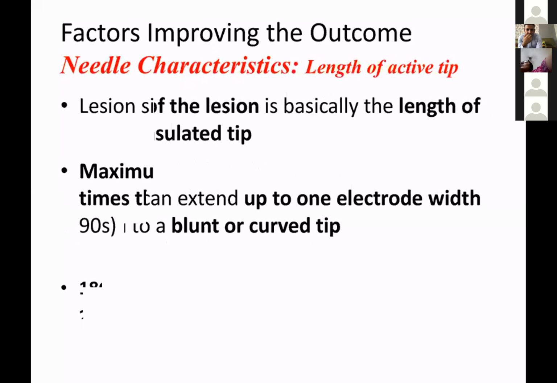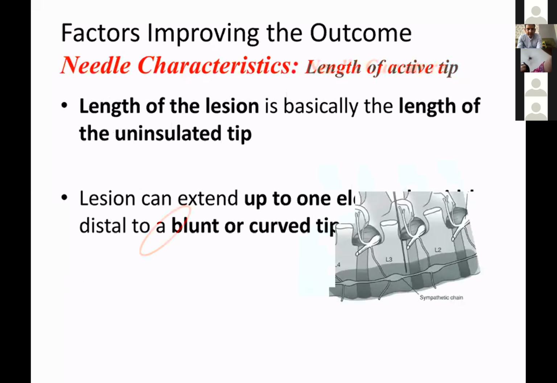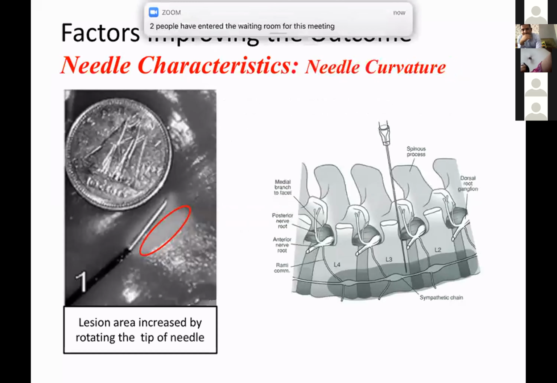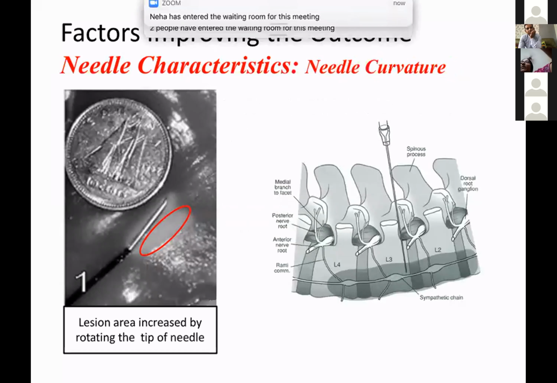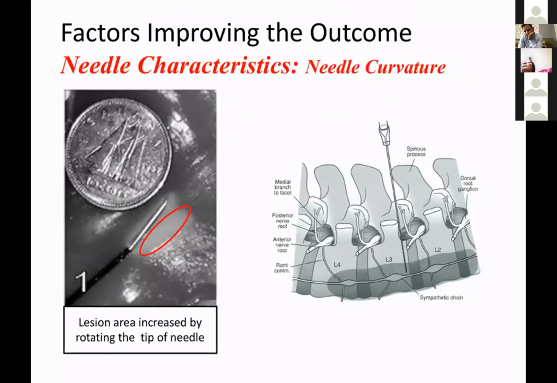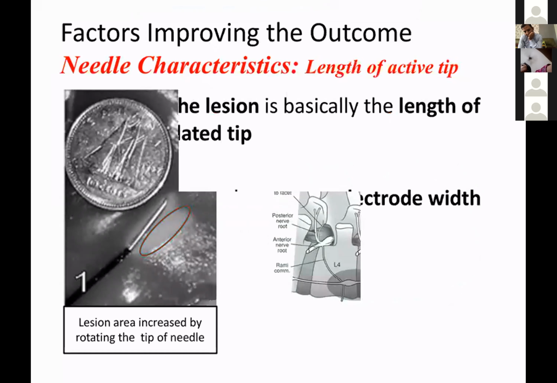Length of the active tip: the lesion is as long as the length of the active tip. However, if the needle is somewhat curved or blunt, the lesion may extend up to 1 electrode width distal to the needle tip. Another important advantage of using a curved needle is that we can produce a larger size lesion. As you can see in this picture, one lesion has already been produced surrounding the red circle, and afterwards we have rotated the curvature of the needle towards the opposite direction, and another lesion is produced.